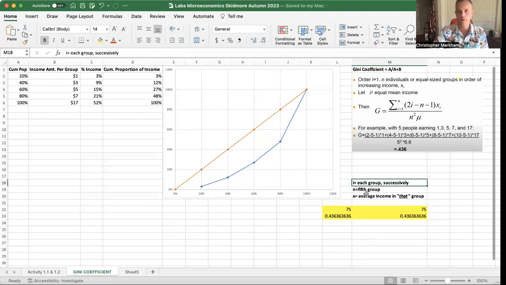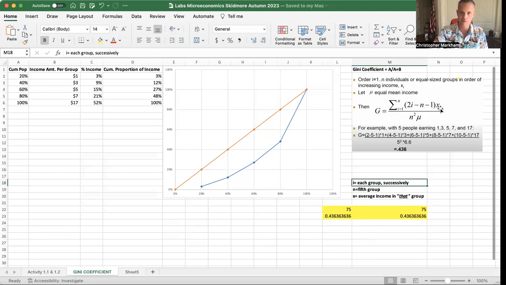So 2 times 1, right? You can see it down here. 2 times 1 is what? 2 minus N. N is the fifth group, so the number 5, right? Minus 1, okay? And then order of operations.